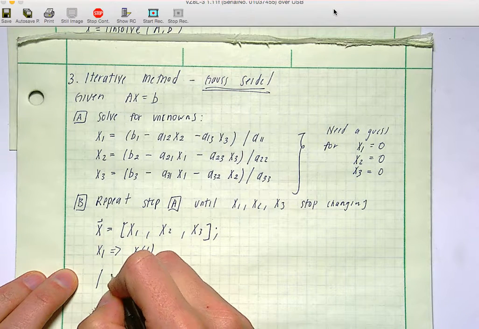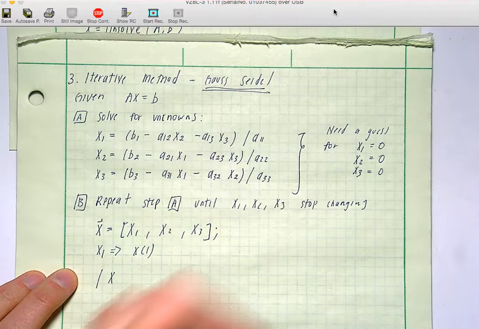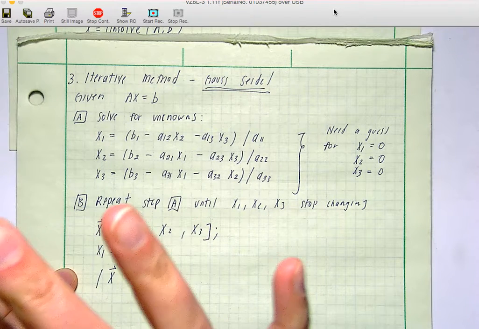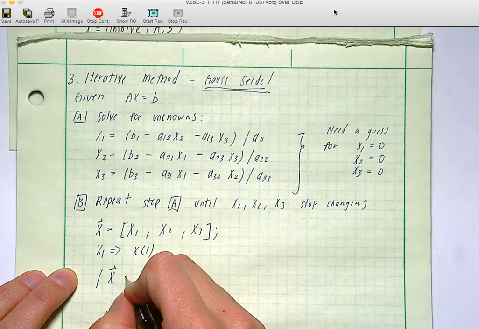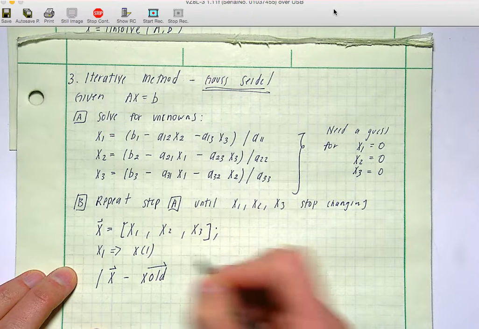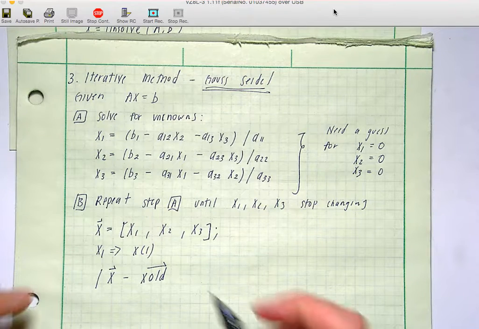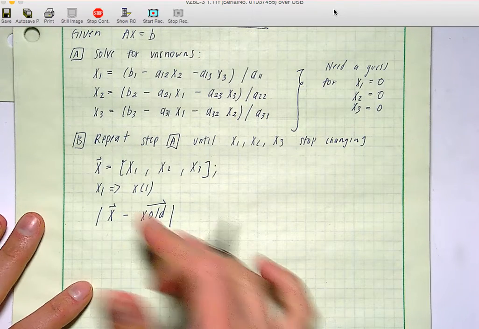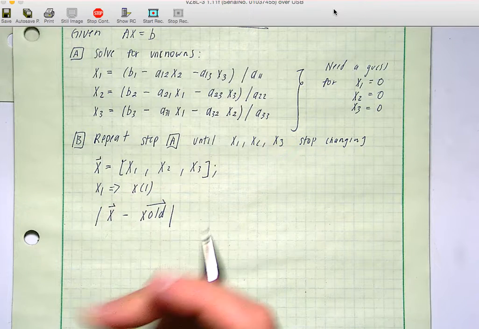Once you have those two, I'm going to assume that X is the current one, the new one, and it's an array, right? Just to remind you that it's an array, I'm going to put the vector symbol over it, but obviously when you're programming this, you're not going to use that. You're just going to use the variable name. Then I'm going to subtract X old. That's a vector subtraction, so I'm going to get 3 differences from this, right? Then I'm going to take the absolute value. The function for that in MATLAB is ABS. And that will tell me the 3 differences.